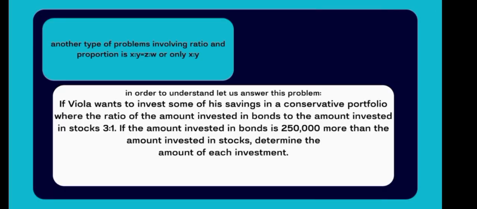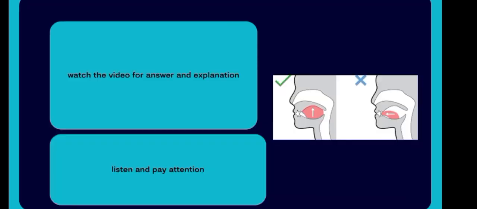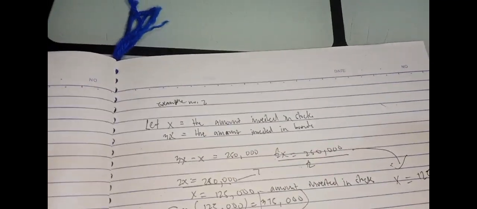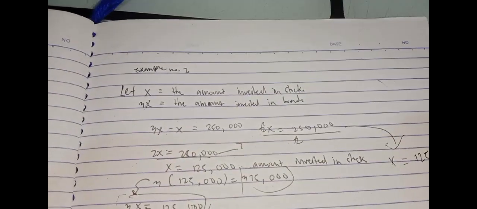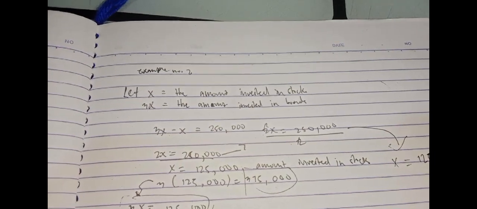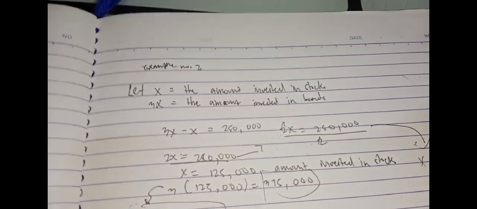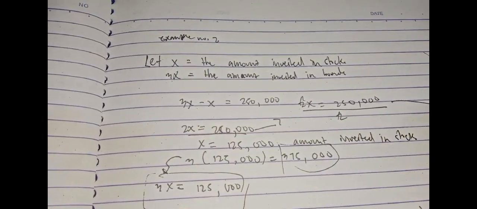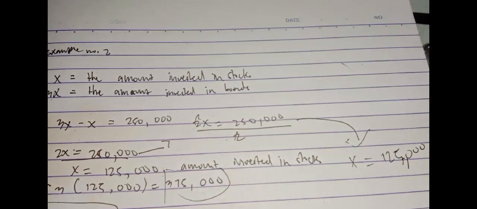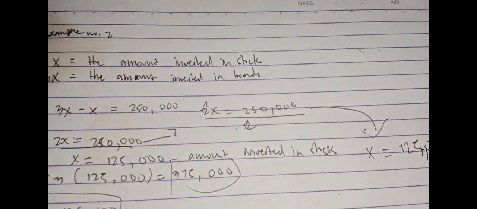This is our example number 2 for solving the problem involving ratios and proportion. Please listen and watch the video carefully. To solve example number 2, we will let x be the amount invested in stocks and 3x equals the amount invested in bonds. The formula is 3x minus x equals 250,000. So we subtract x from 3x and we got 2x equals 250,000. So what we are going to do is divide 2x and 250,000 by 2.